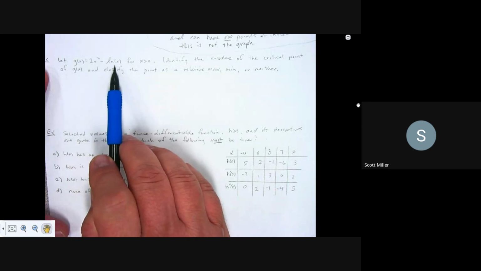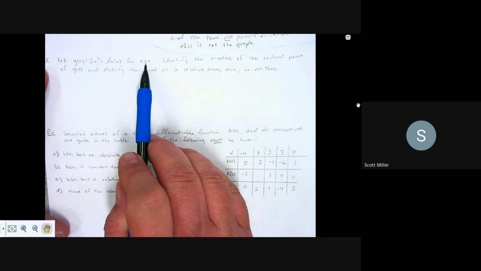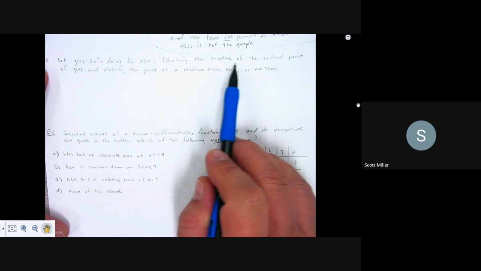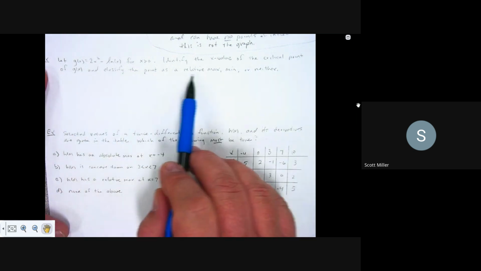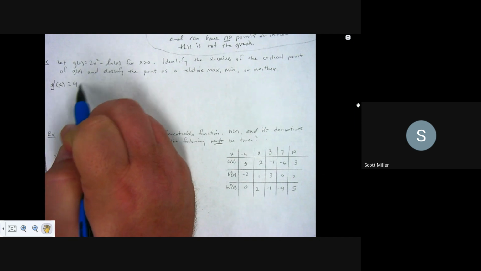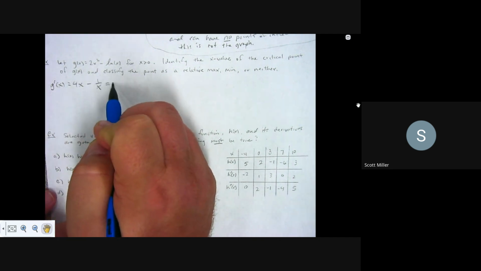So g is this function right here, 2x squared minus the natural log of x, where x is greater than 0. Identify the x value of the critical point of g and classify that point as a relative max, min, or neither. So I've got to find the critical points. We take this function and find its derivative. So g prime of x is 4x minus 1 over x, and I need to set that equal to 0.